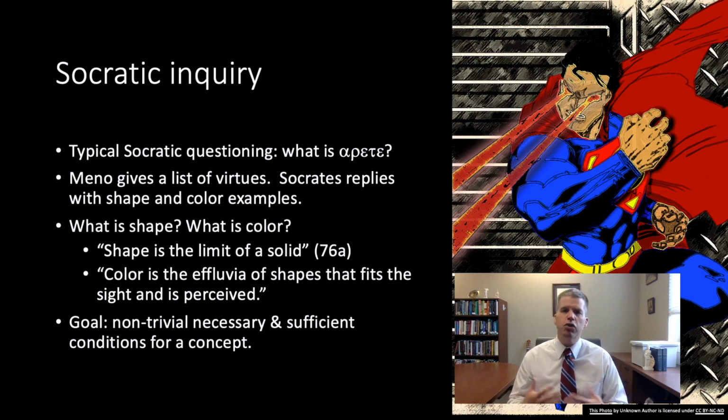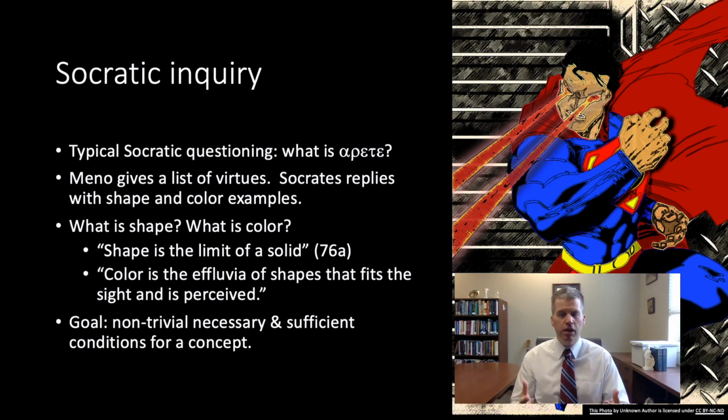Similarly with color, if we're trying to give an analysis, a Socratic analysis of what color is, we can't just list specific colors. You want to get at something that underlies the specific colors, that all the colors have in common. And I want to look at Socrates' answer here just to give you a sense of how it works, but also a sense of the fact that we are reading dialogues that were written and composed many, many years ago. So over 2,400 years ago.